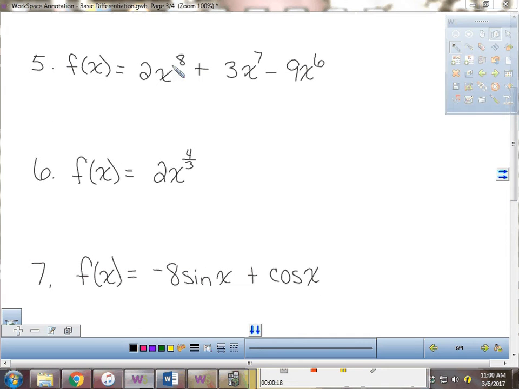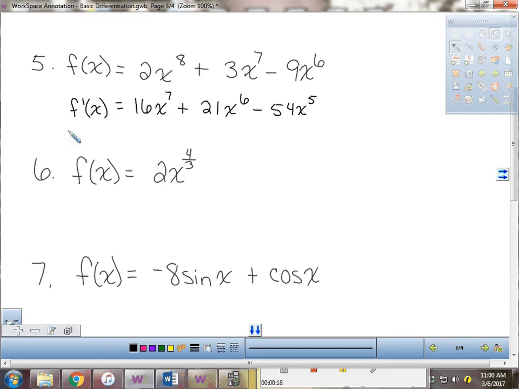All right, so I have 3 terms here. I'll do them all separately. 8 times 2 gives you 16. X to the decrease by 1, 7th. Plus 7 times 3, 21. X to the decrease by 1, 6. Minus 6 times 9, 54. X to the decrease by 1, 5th. So f prime of x is equal to that.